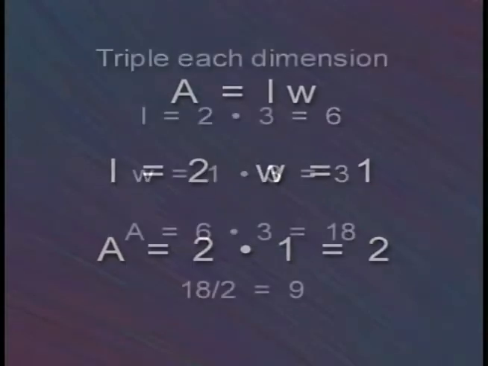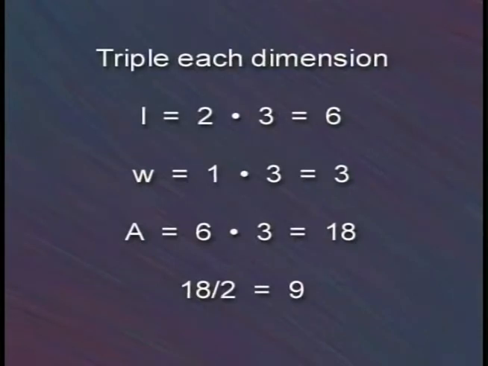Now triple each dimension. The length becomes 2 times 3, or 6, and the width becomes 1 times 3, or 3. The new area is 6 times 3, or 18. Thus the area has increased from 2 to 18. It has been multiplied by a factor of 9.